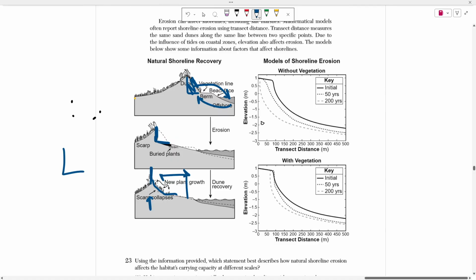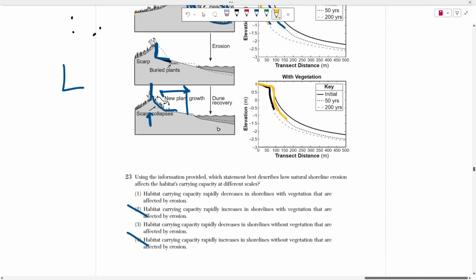This decrease in elevation is way more rapid without vegetation, right? This is an immediate decrease, versus with this graph, when you do have vegetation, there's a plateau and then it begins to decrease. But here, there's an immediate drop off, which leads me to select choice number 3. Okay, habitat carrying capacity rapidly decreases in shorelines without vegetation, right?